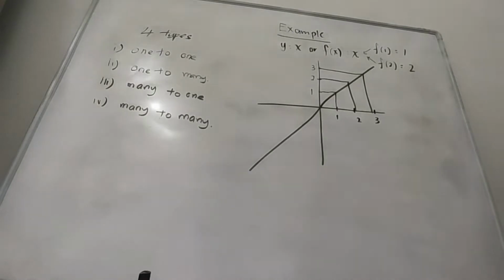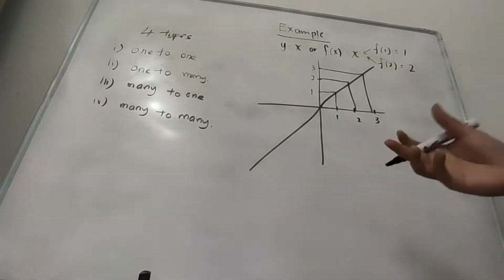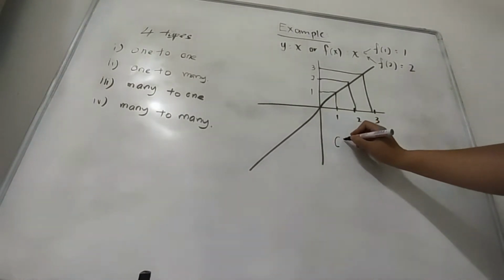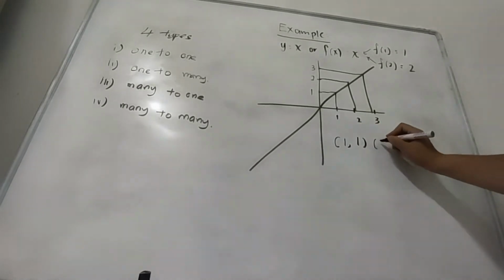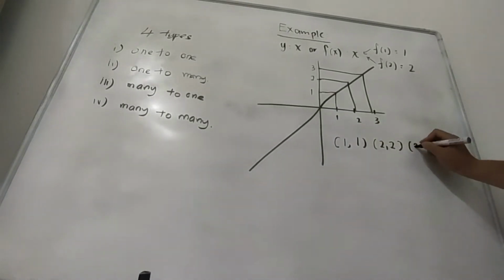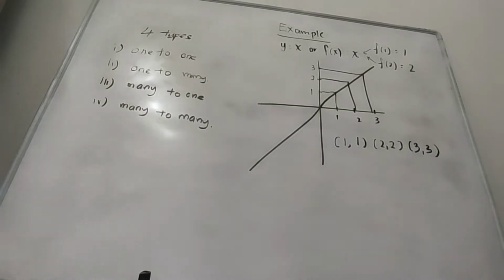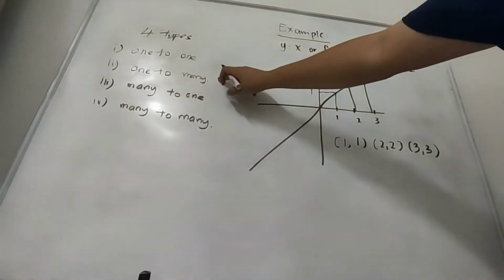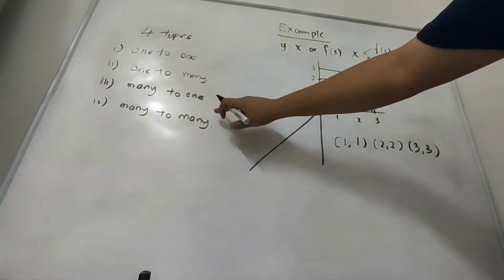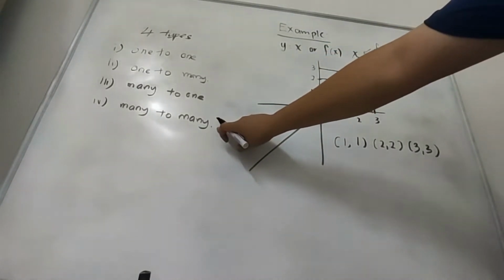So if you write it as a set of numbers, it will be like this: 1, 1, 2, 2, and 3, 3. So for a one-to-one function, each value of x corresponds to one value of y. You only have one connection. You cannot have more than one in terms of x and y. If not, it will become one-to-many, many-to-one, or many-to-many relations inside the functions.